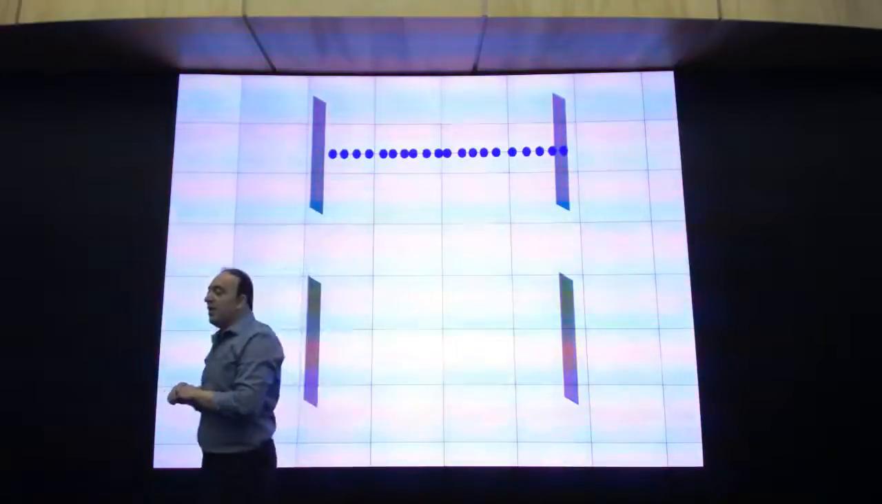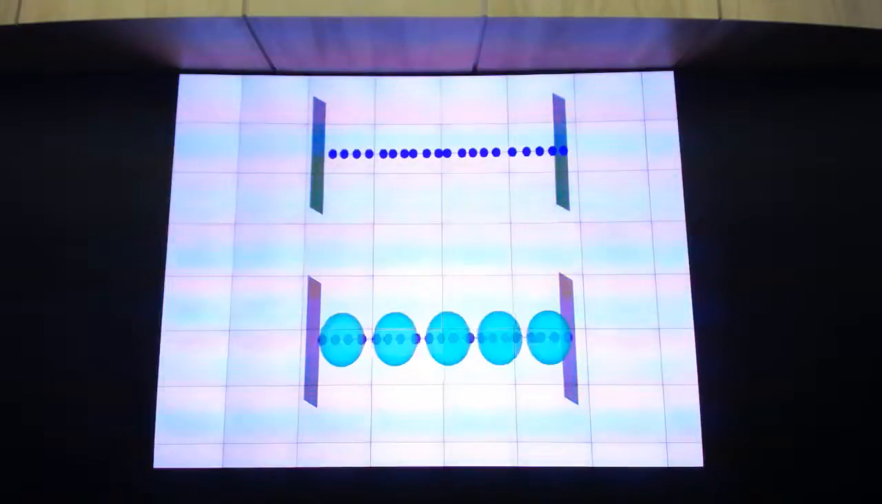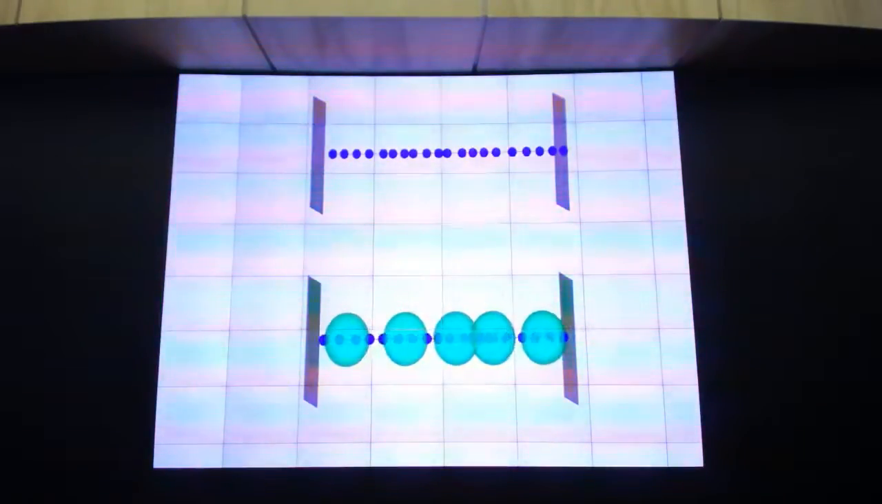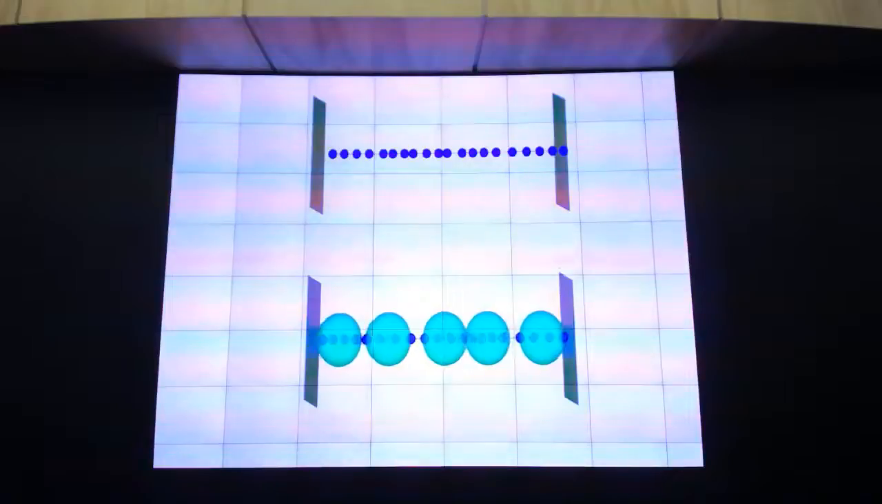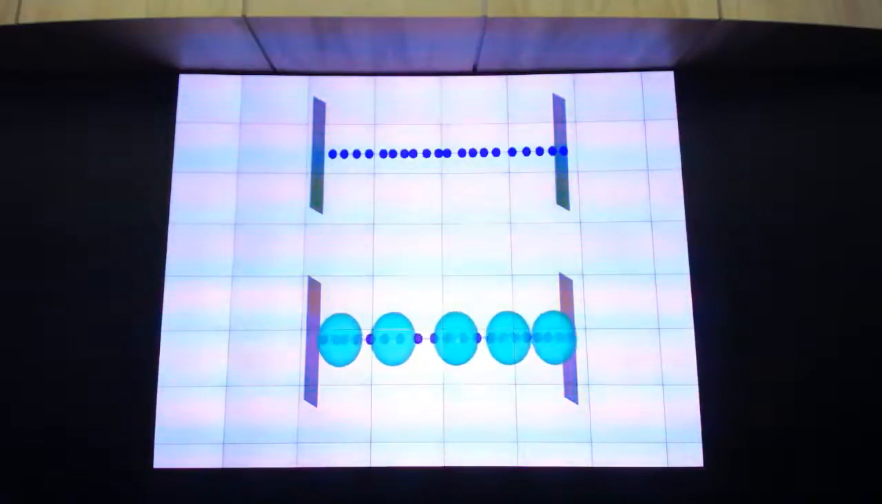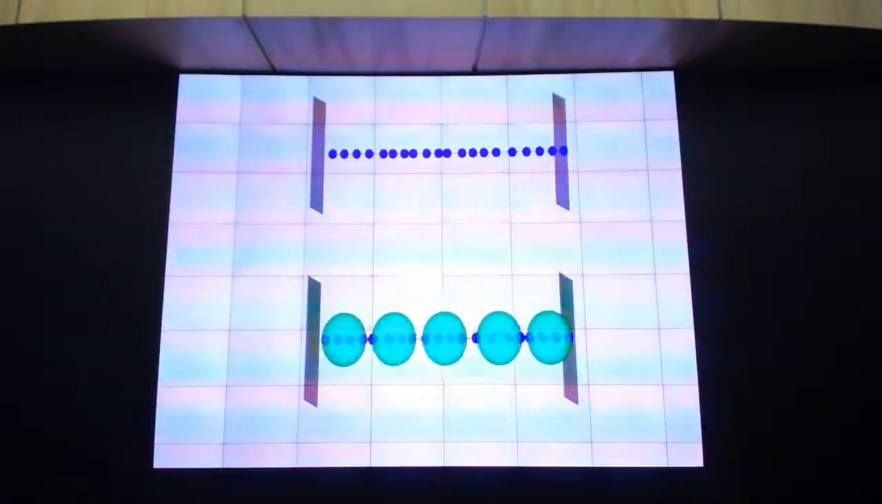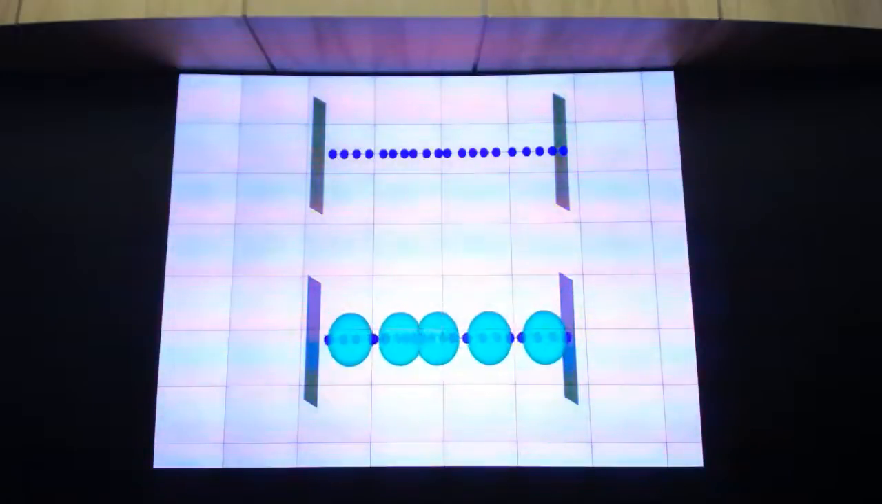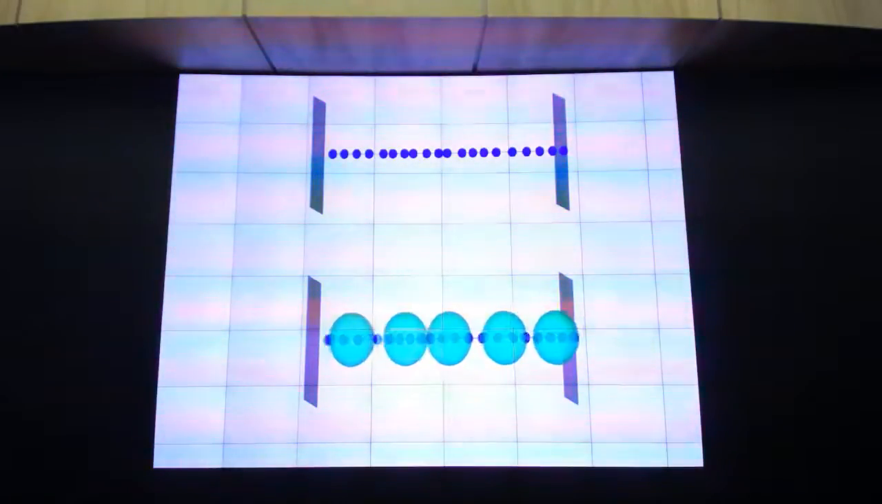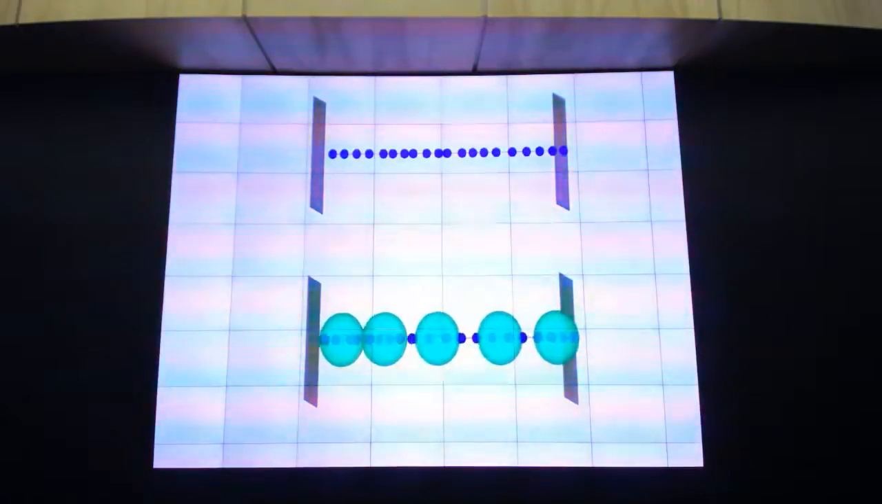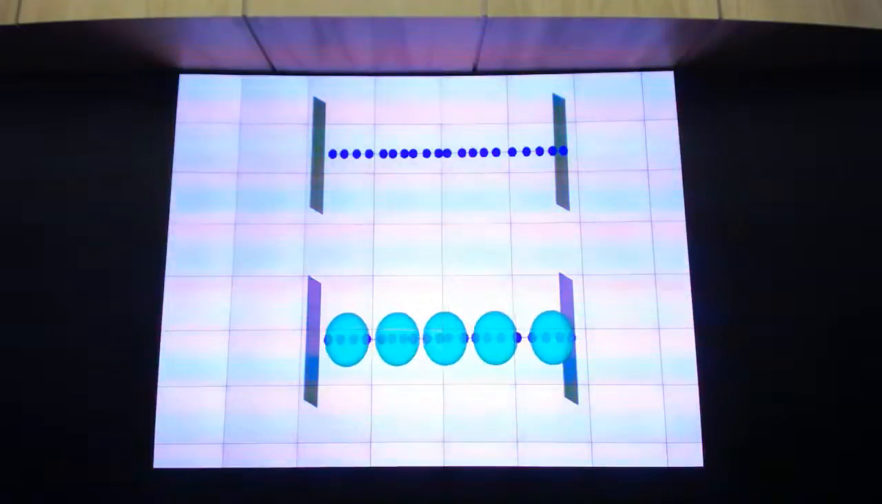So now, in the next movie, don't look at the blue colors, only the green colors. The centers of the green colors. Okay, so let's look at that. And the green spheres, or circles. So, I have a question now. What do you see? Do you see that these green spheres collide elastically?